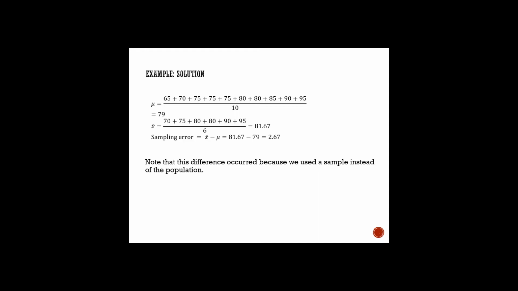So let's take the sample mean of 81.67 and subtract the population mean of 79, and we have a difference of 2.67. Now, why did this occur? Why did we have this difference in the two means? Just because we only picked a selection of the data, we didn't add all of the scores. So a sampling error is just that. It is unavoidable. It is due to the fact that we take a sample of the data instead of having all of the data.